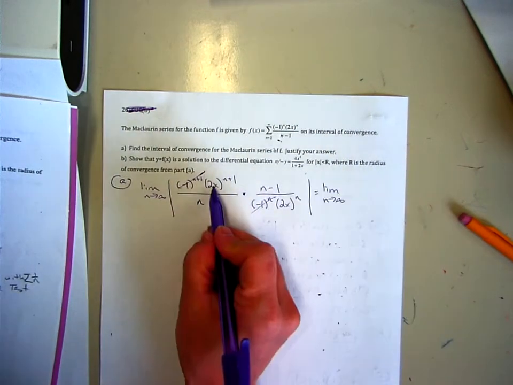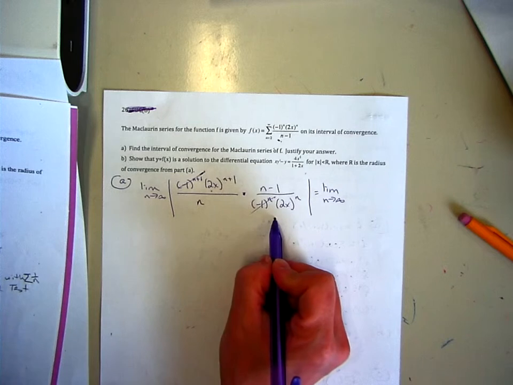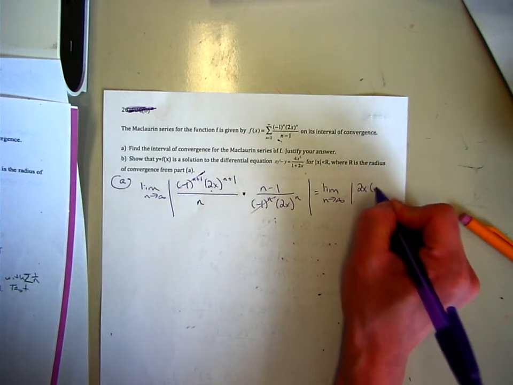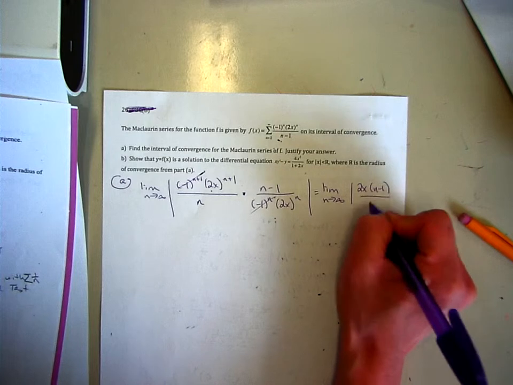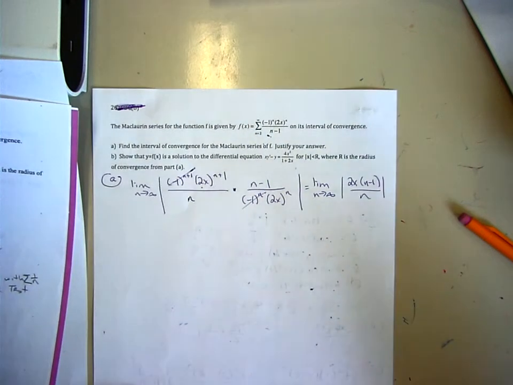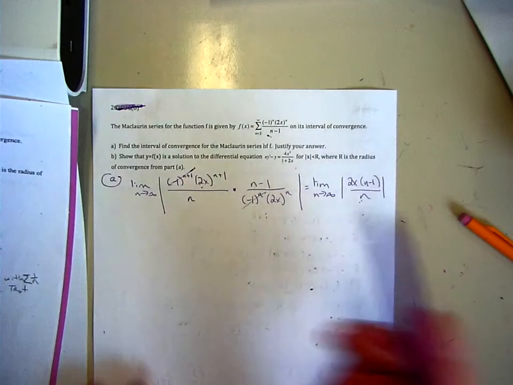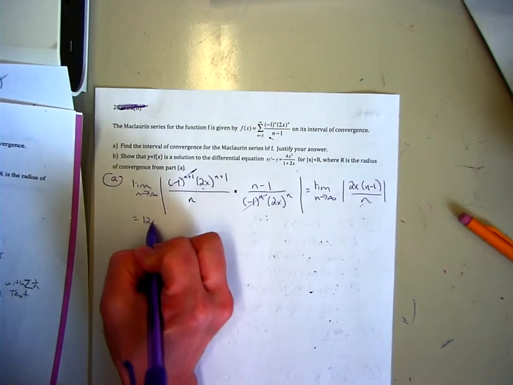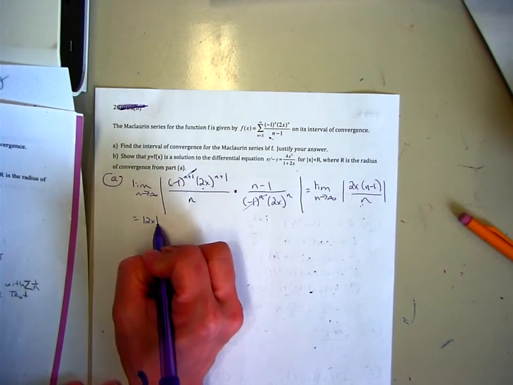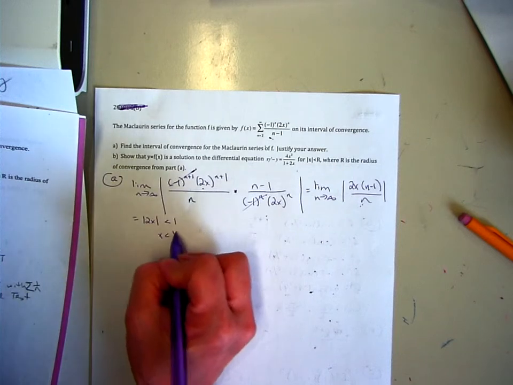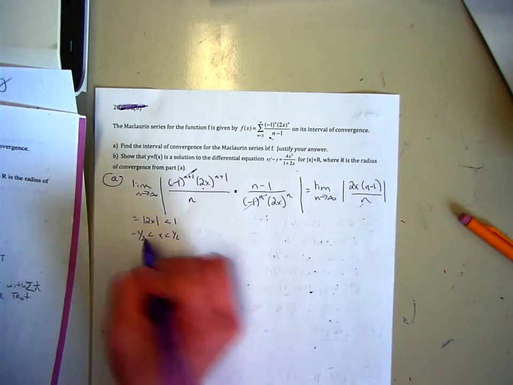Notice the 2x to the n will drop out with one of the 2x to the n's here, so you're left with 2x here. The n minus 1 is still on the top, the n is still on the bottom. So now if I take that limit as n goes to infinity, the degrees are the same, so this limit is just absolute value of 2x. It only converges if that limit is less than 1. Solve this inequality. Okay, there's my first step.